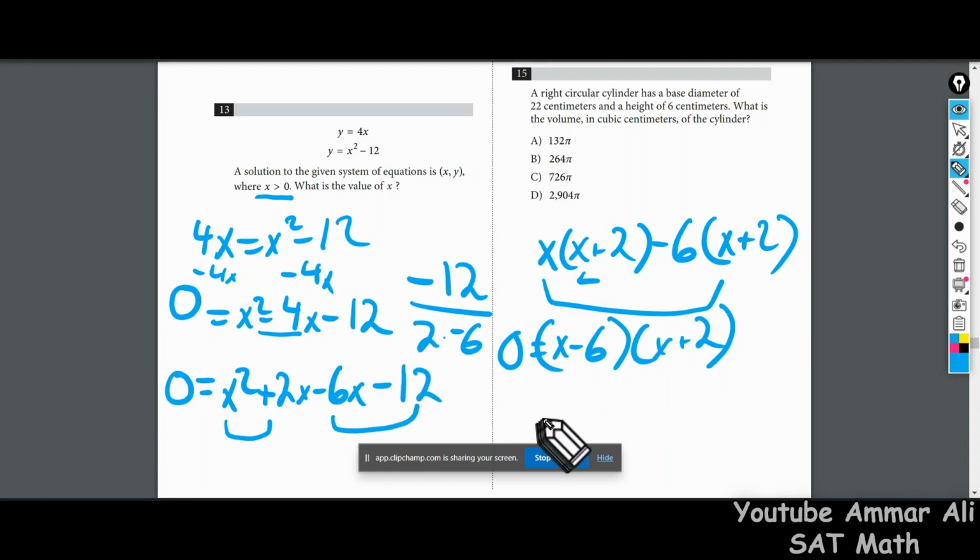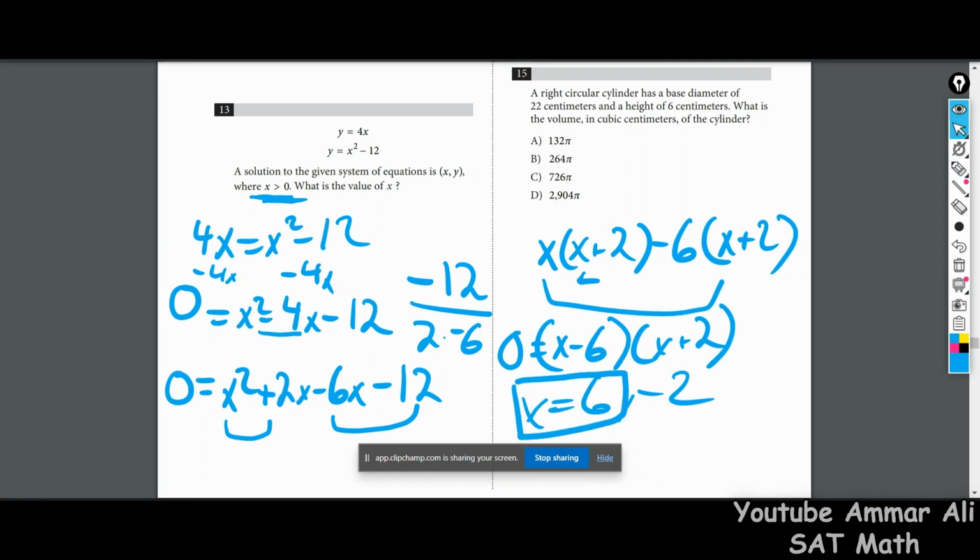And what are the solutions for this? Well, we need to figure out what values of x make this equation true. So x can be 6, because 6 minus 6 is 0, which makes the whole equation 0. And then minus 2, because minus 2 plus 2 is 0. But remember, we have this constraint, so our only answer is going to be x equals 6.